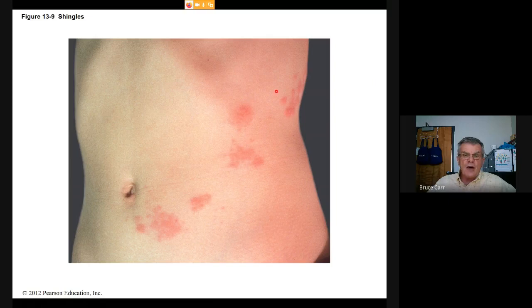This is following the path of one dermatome, or of one or two particular dermatomes, reflecting the spinal nerves that are involved. Now, shingles comes from an activation of the chickenpox virus.